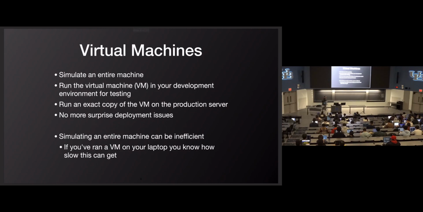So our solution is virtual machines. We're going to simulate an entire machine, all the software, the operating system, every version of every piece of software. We just simulate that, package it up in a VM, and then we can run that VM in dev. We can run that VM in prod. Problem solved, right? This is a great solution.